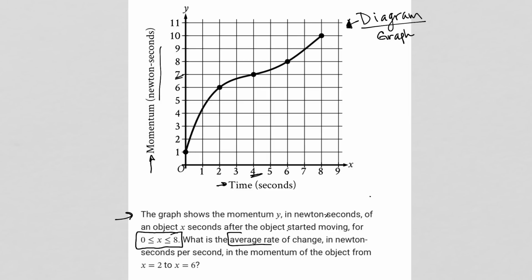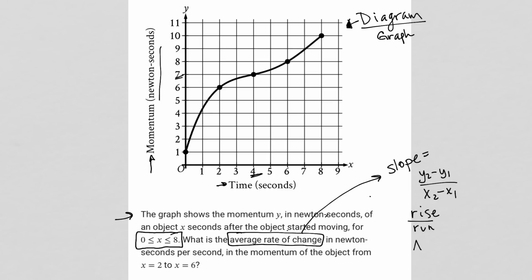So here's our hint. Average rate of change on the SAT is treated as a slope. The slope is y2 minus y1 over x2 minus x1. So then we can also think of it as rise over run. We can also think of it as delta y over delta x, all the same thing. So what are we finding the slope of? What is the average rate of change in Newton seconds per second in the momentum of the object from x equals 2 to x equals 6?